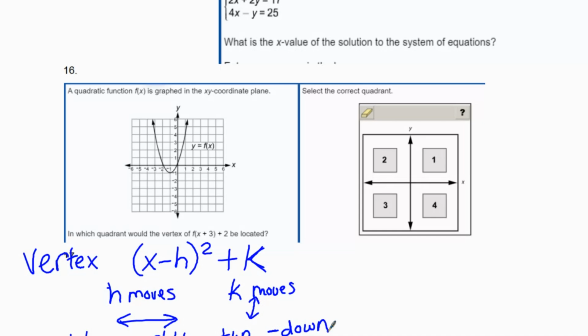So whenever I'm going to be moving, see how it has an x plus 3 in here? That means it's going to go to the left, 1, 2, 3. And then this plus 2 on the outside moves the vertex up, 1, 2. Here is where the new vertex of my parabola would be. So in that test itself, all you're doing is selecting by clicking on the correct quadrant that it's now in, which is quadrant 2. Oh, that's easy. Yes, it is.